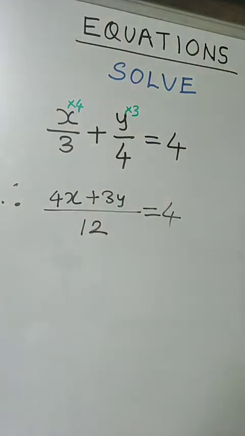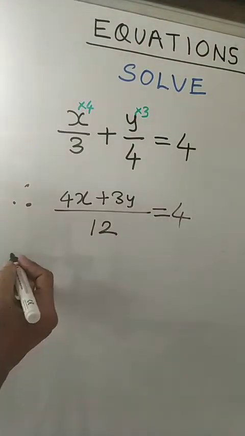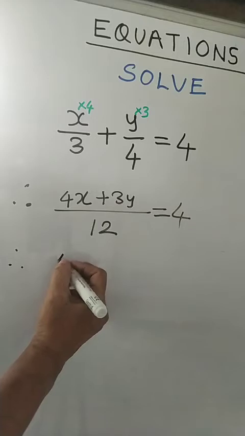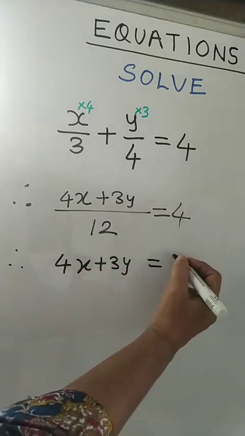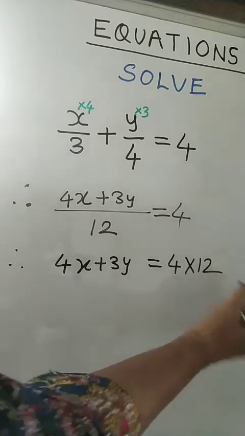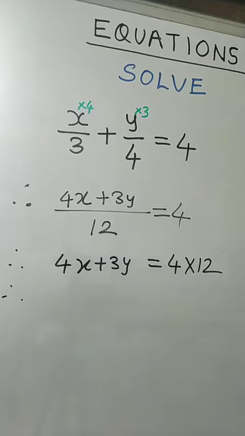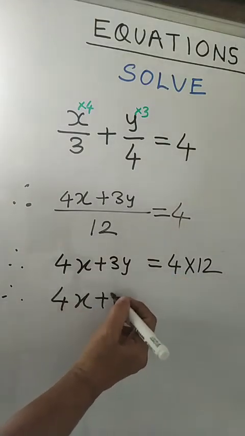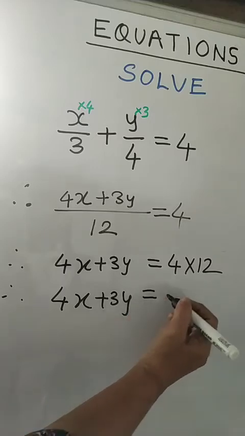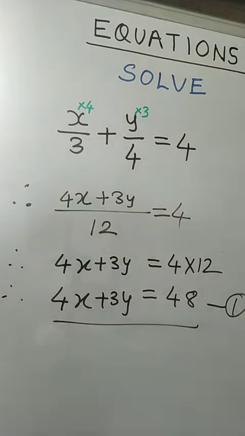What do we do? I multiply this 4 with this 12, and so what do we get? Here we get 4x plus 3y is equal to 4 multiplied by 12. Of course, writing this step is also optional. You can skip this step and you can directly come to 4x plus 3y is equal to 48. This becomes equation number 1.